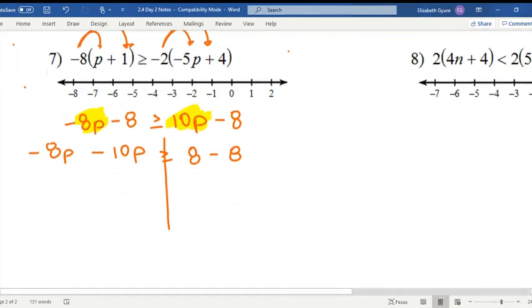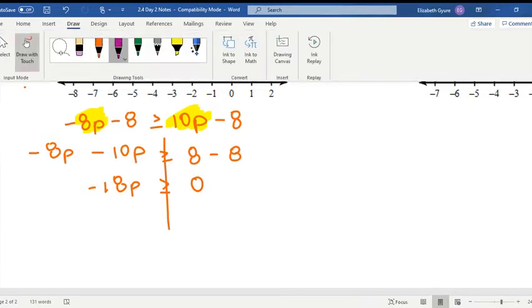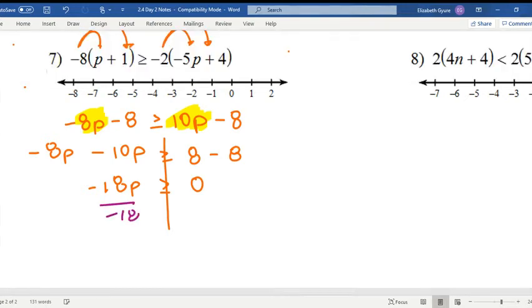All right. We got negative 8p minus 10p. Combine those like terms. Negative 8 minus 10 is going to give us negative 18p, is greater than or equal to 8 minus 8 is 0. 0 is a number. That's okay. It happens. But we still got to divide both sides by what number? Negative 18. Yep.